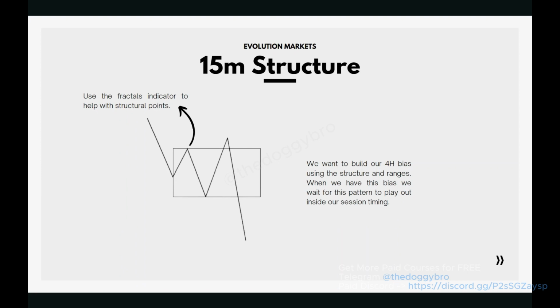So what we use again, like the 4 hour, is the fractals indicator to help with structural points and liquidity points. What we want to do first and foremost is build that 4 hour directional bias using the structure and the ranges. And then when we have that bias for the day, we set alerts and then we wait for the pattern to play out inside our session timings only.